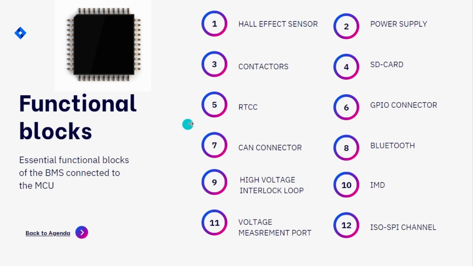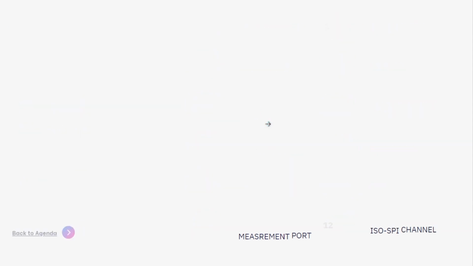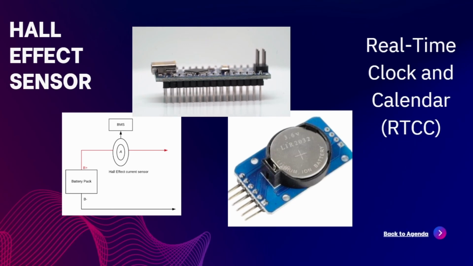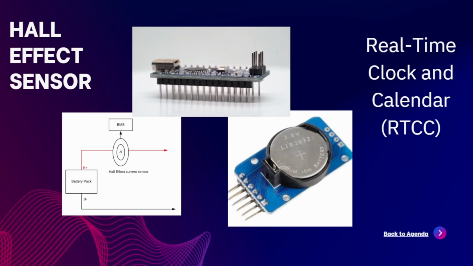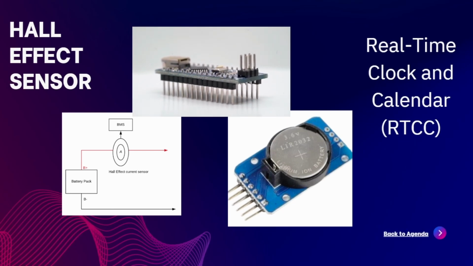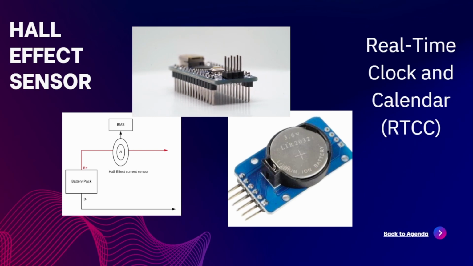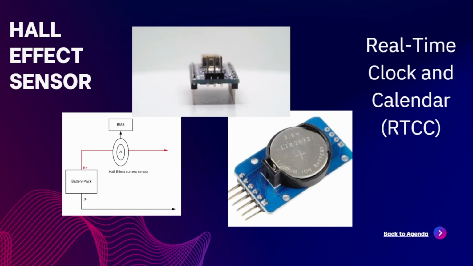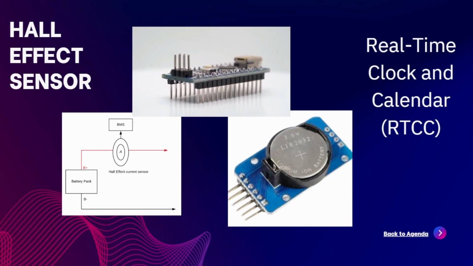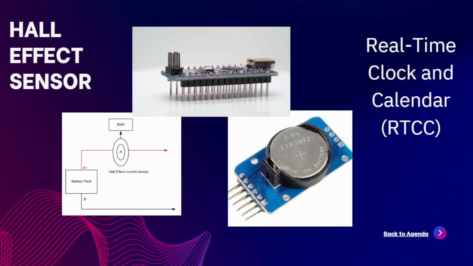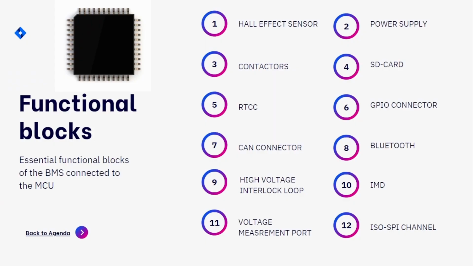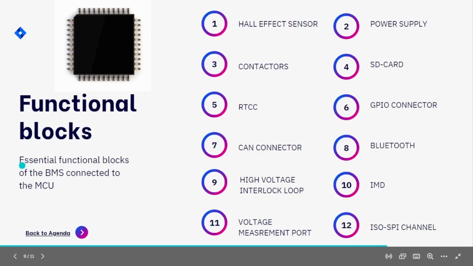So next one is the real-time clock and calendar. So what is the RTC? Here you can see the RTC page. Mainly this is used for giving a timestamp for the data stored in the SD card. This helps the user to conduct a root cause analysis if any potential damage happened to the battery pack at any point in time. So next one is the GPIO connectors.